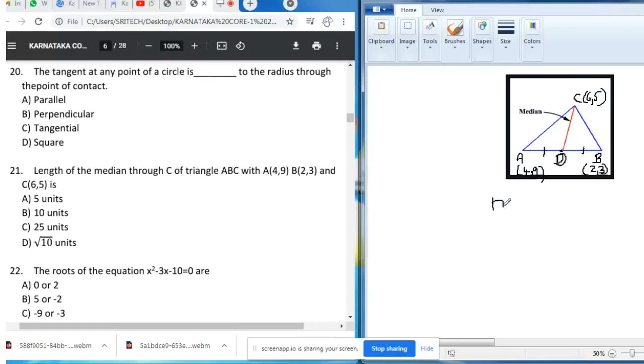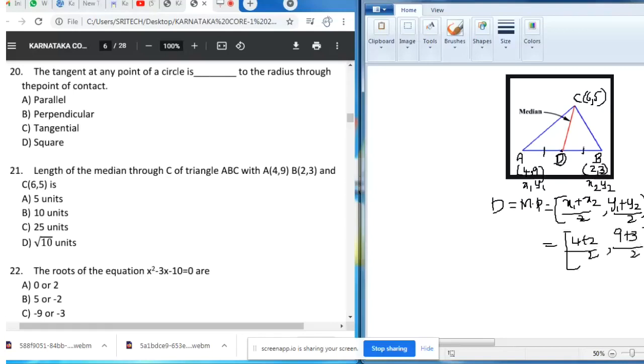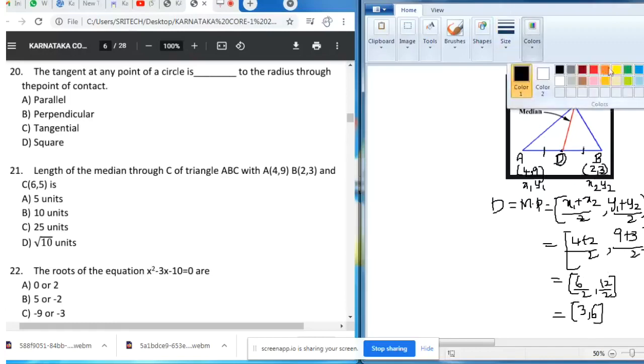So you all know the midpoint formula. The midpoint formula is given by (x1 plus x2) by 2 and (y1 plus y2) by 2. Here 4 is x1 and 9 is y1. 2, 3 can be represented as x2, y2. Replacing in the formula, we will get (4 plus 2) by 2 and (9 plus 3) by 2, which is nothing but 6 by 2 and 12 by 2. 6 by 2 can be written as 3 and 12 by 2 can be written as 6. So the point D is represented with 3, 6.